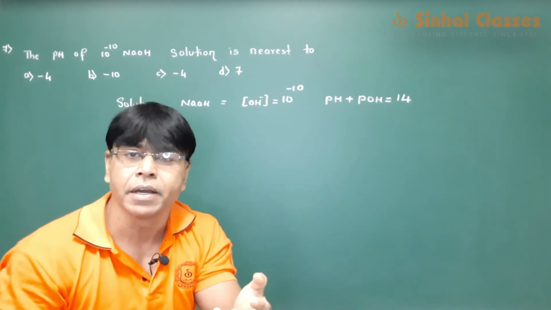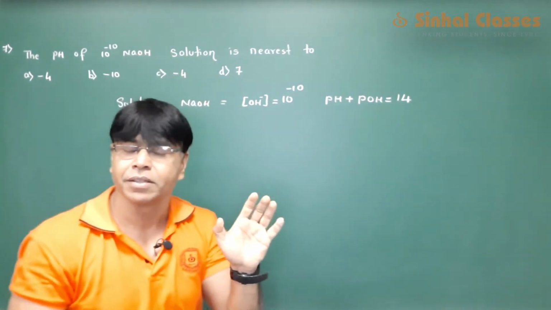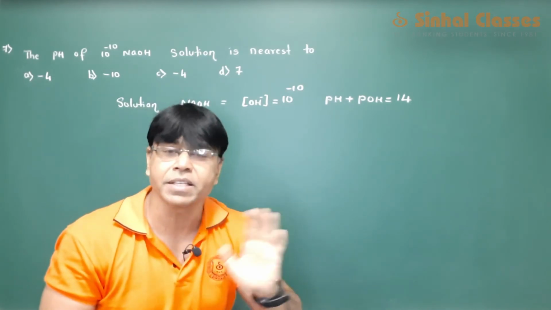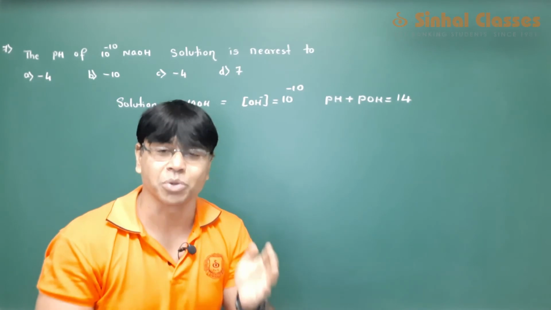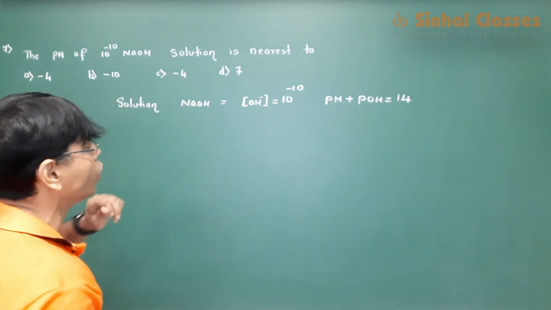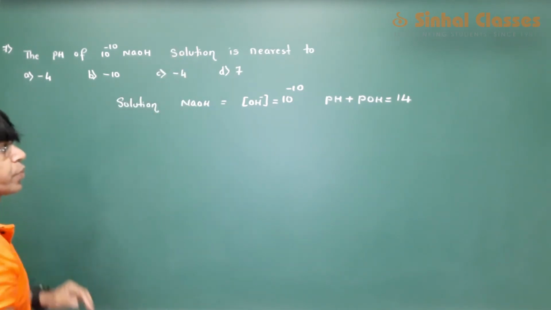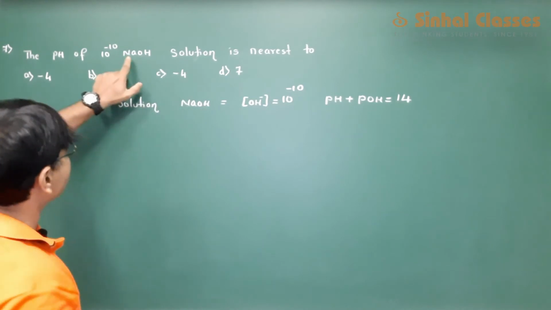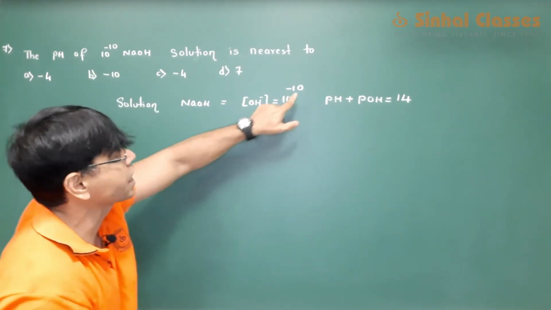But just mind it, how can you say that? It's NaOH, it's a base, it cannot have pH less than 7. So you have to think properly. In that case, what you have to do first: this is NaOH solution. What they have given is that the OH coming out from NaOH is 10 raised to minus 10.